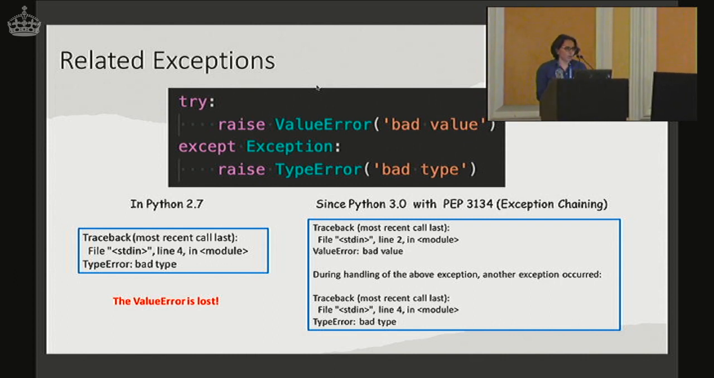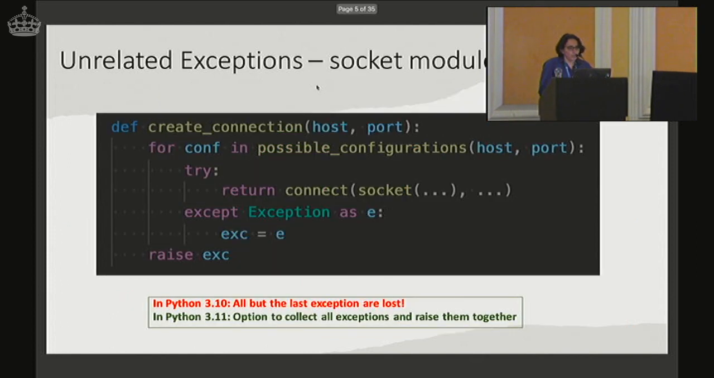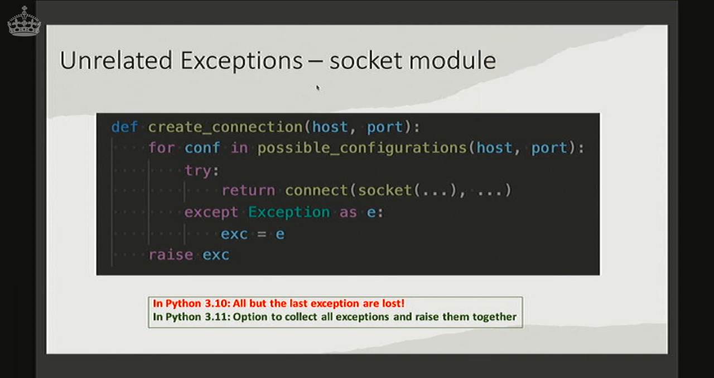In Python 3, from 3.0, we got exception chaining. And now the first exception is attached to the second exception through the dunder context field, and you can chain as many exceptions as you want, and you don't lose information when this happens. So that we don't have a problem anymore with related exceptions. Unrelated exceptions is when we have something like this.